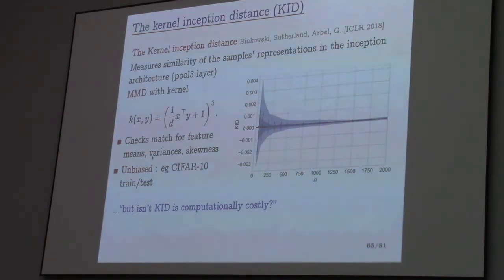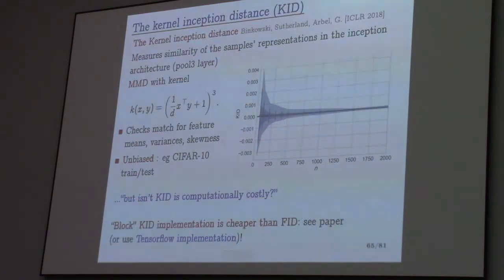Is it a proper kernel? Well, this is just a heuristic. We're basically comparing the first 3 moments of the output of the pool-3 layer of the Inception network, which is a reasonably good feature extractor. It's positive definite, definitely: X transpose Y plus 1 is, and then you take powers and so on. So it's legitimate, but not characteristic. This is in TensorFlow, so if you're using TensorFlow, you can find this.